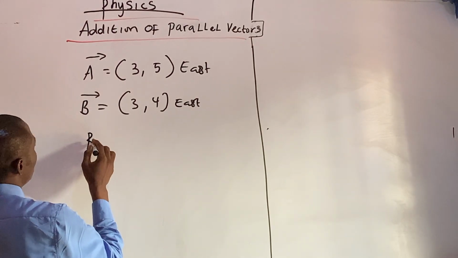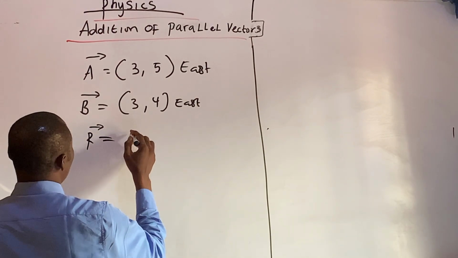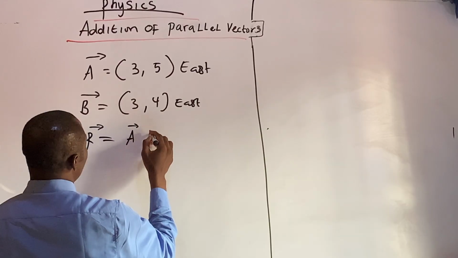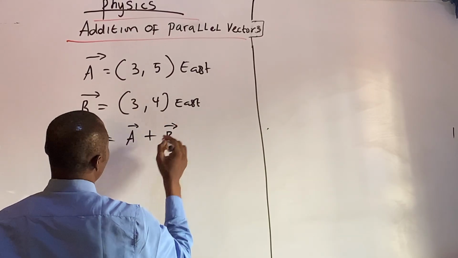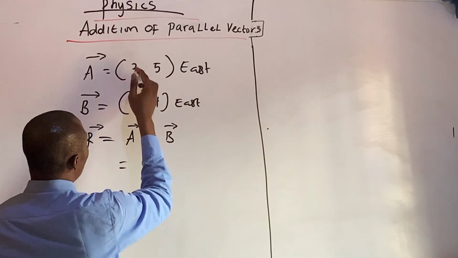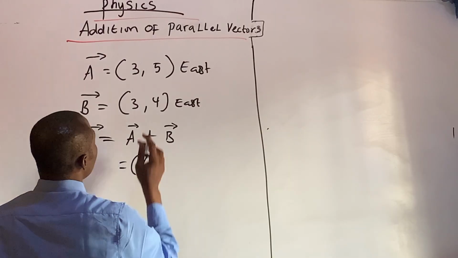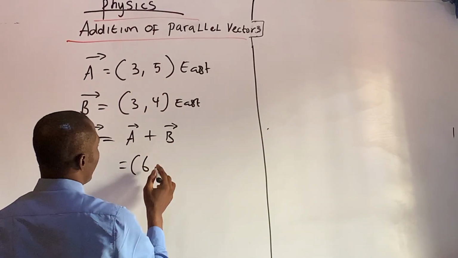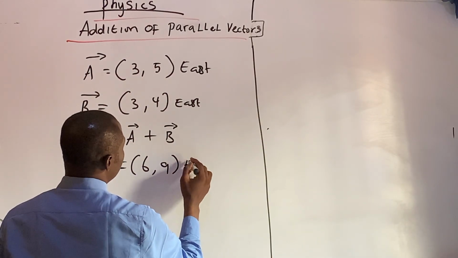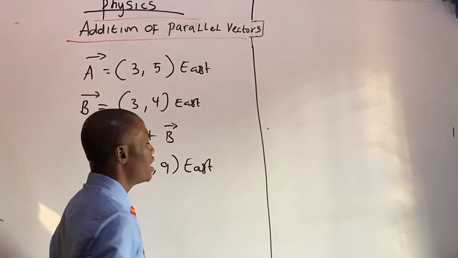And the magnitude of the result of these vectors is vector A plus vector B. And that is going to give me 3 plus 3, that is 6. And then 5 plus 4, that is 9. And this is all to the east.